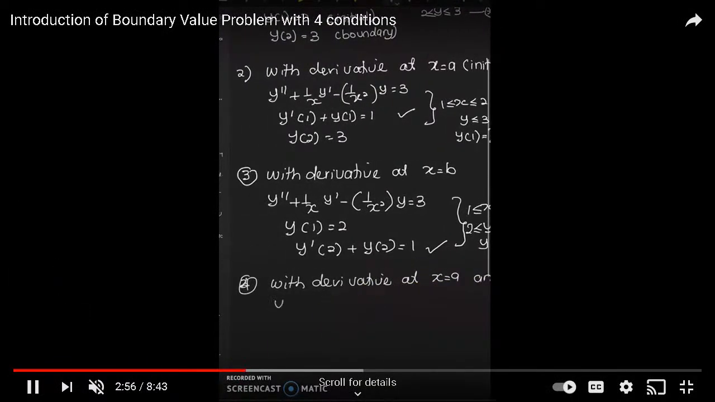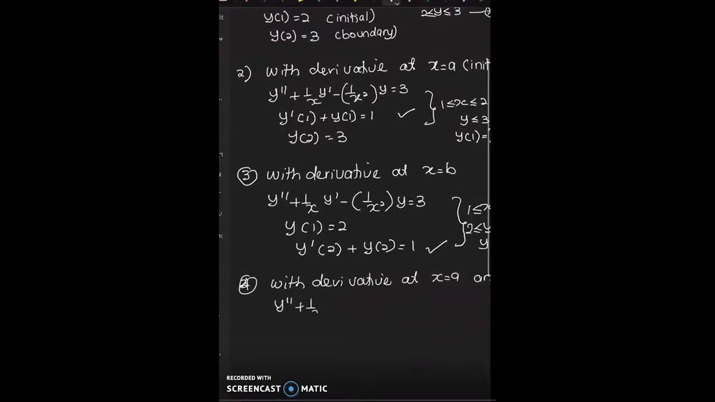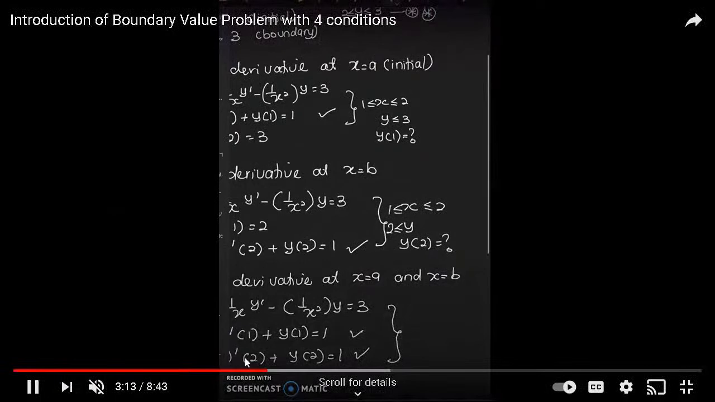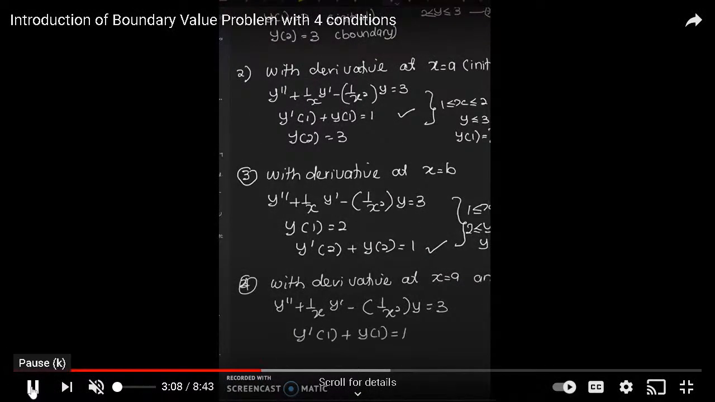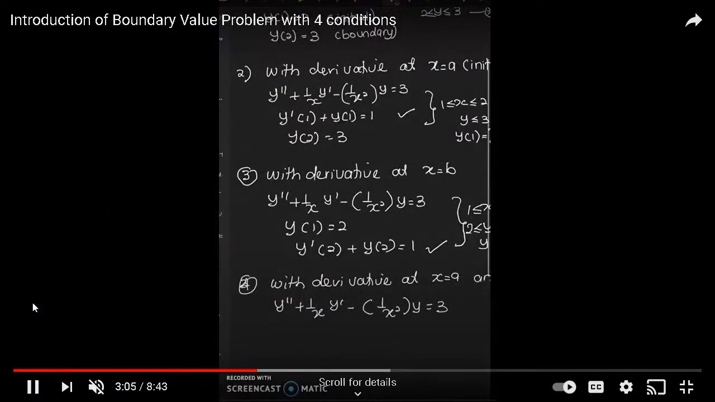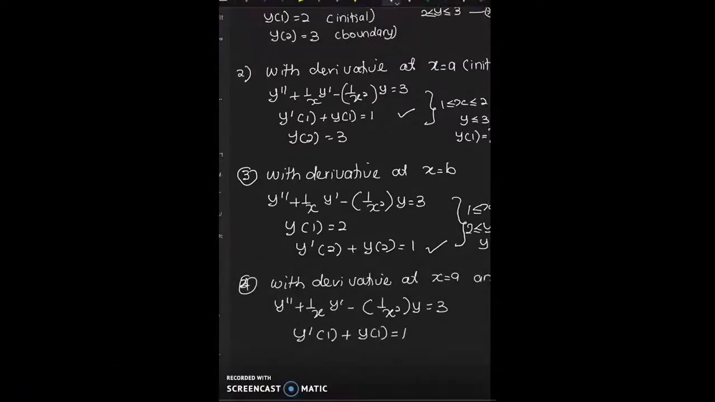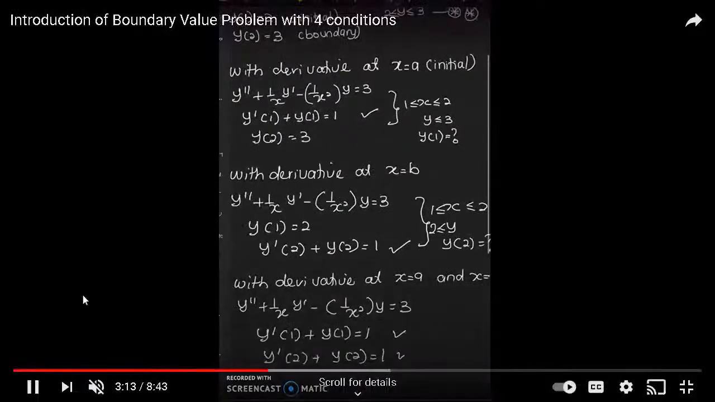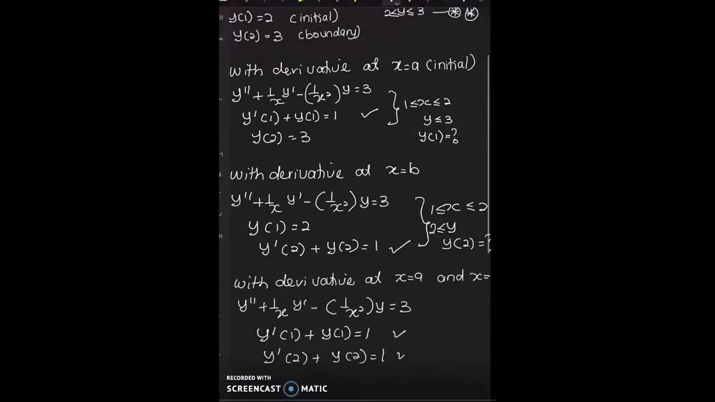All right, so condition number 4 is a boundary value problem for both corners, the early corner, like the first corner, and then the last corner, when x equals a and x equals b. x equal to a is the early corner. x equal to b is the last corner. So you can see here, both of the boundary conditions have the derivative y prime. y prime prime plus 1 over x y prime minus 1 over x squared y equals 3. This is the equation of the boundary value problem for which we want to find y. And then y prime 1 plus y 1 equals 1. This is the first derivative condition. And then the other one, y prime 2 plus y 2 equals 1. So you can see these four conditions.